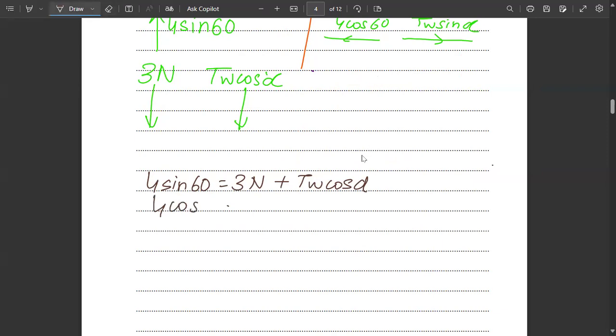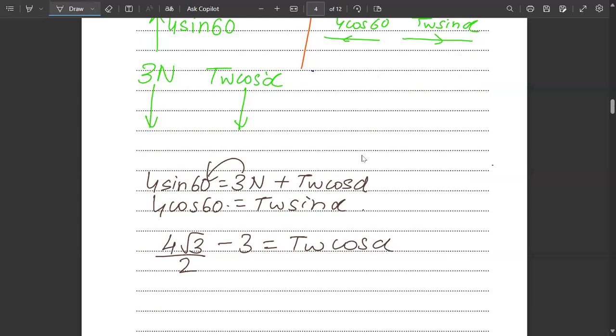4 cos 60 will equal TW sine alpha. And now that we are here, we can rearrange this equation. 4 sine 60 will be 4 root 3 by 2 minus 3, which is equal to TW cos alpha. And this is simply 4 cos 30, which is 2, equals TW sine alpha.